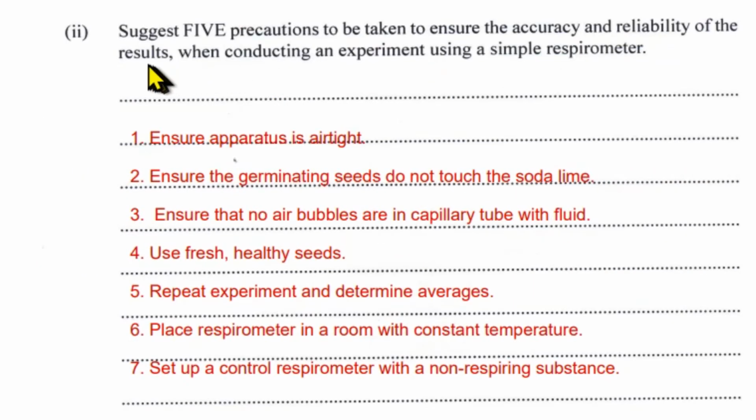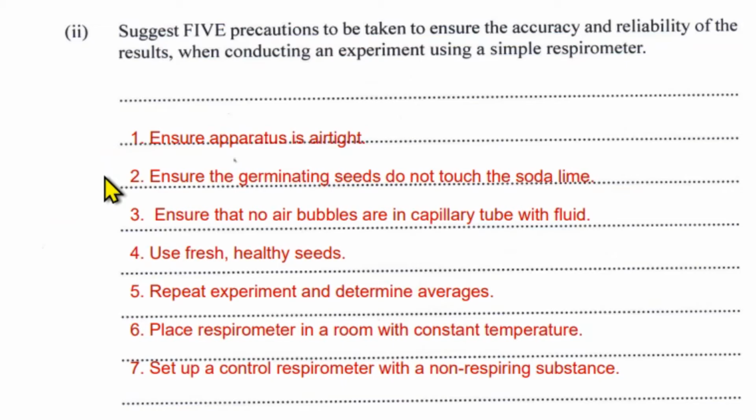So the next part here is to suggest 5 precautions to be taken to ensure the accuracy and reliability of the results when conducting an experiment using a simple respirometer. Well, I have 7 here, so any 5 of these would work, and it's just 5 marks, so basically 1 simple precaution per mark. 1, you're going to ensure that the apparatus is airtight. Okay? You don't need any atmospheric pressure affecting the experiment.